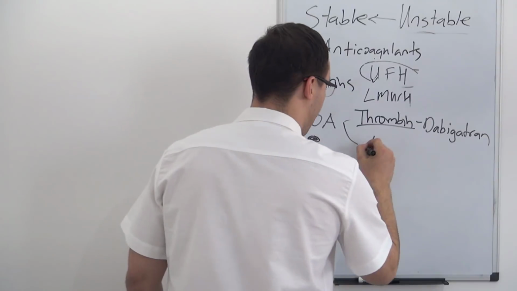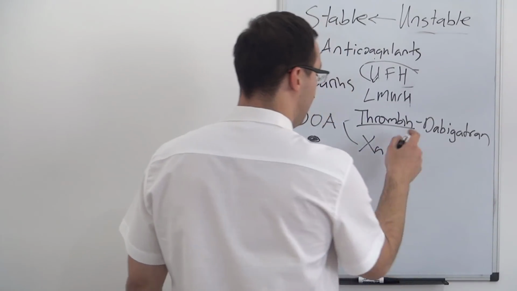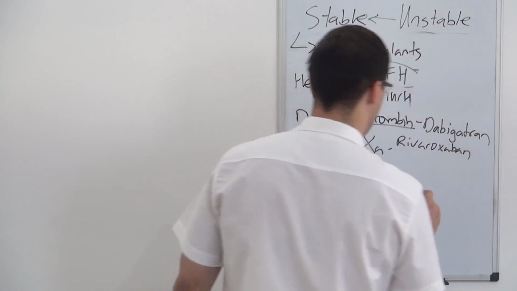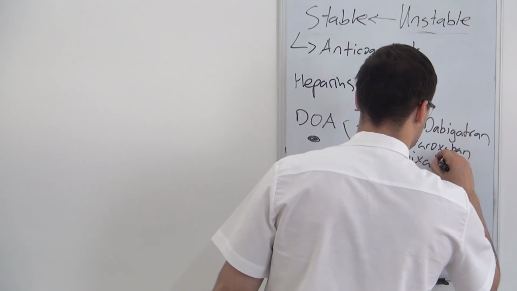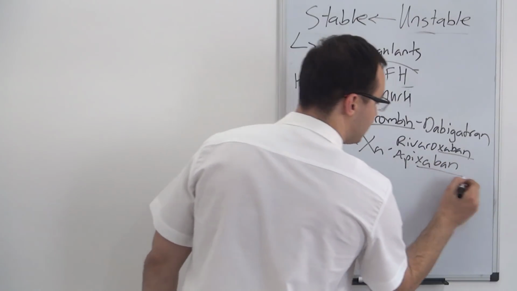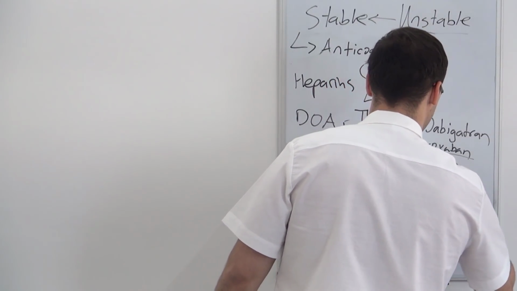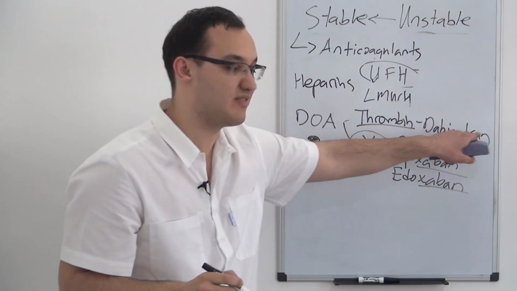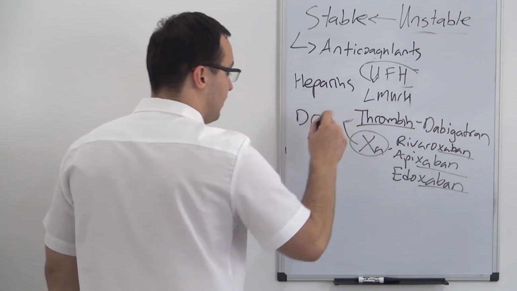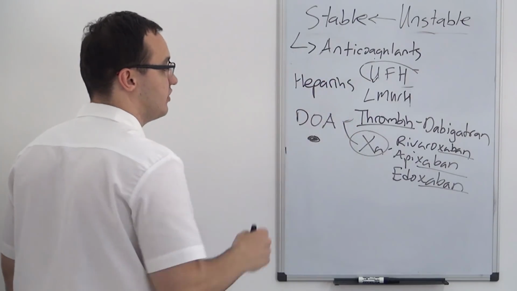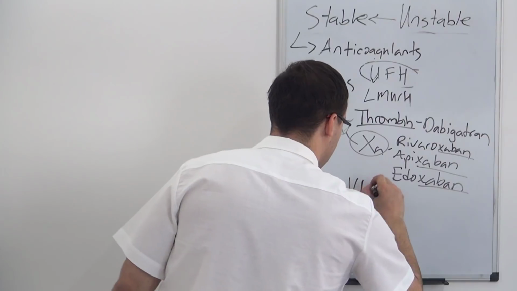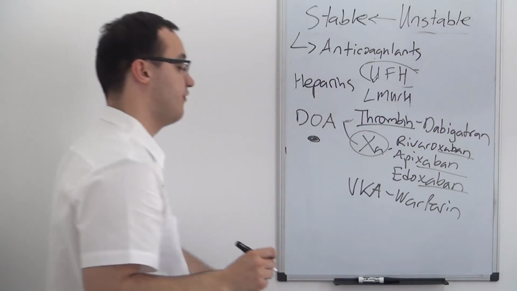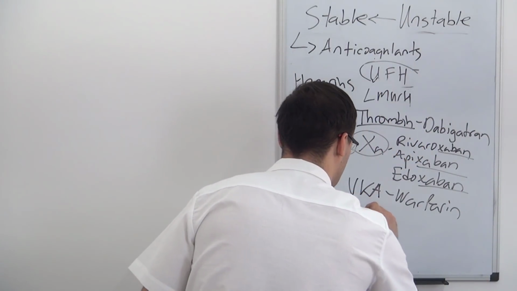Then you have factor 10A inhibitors. Here we have rivaroxaban. Then you have apixaban. You see, it's ending with xaban, and then you have edoxaban. These are the 10A inhibitors. Thrombin inhibitors, dabigatran. Good. These are all grouped and called direct oral anticoagulants. Then you have something called vitamin K anticoagulants, the so-called warfarin. And then you have something called fondaparinux.